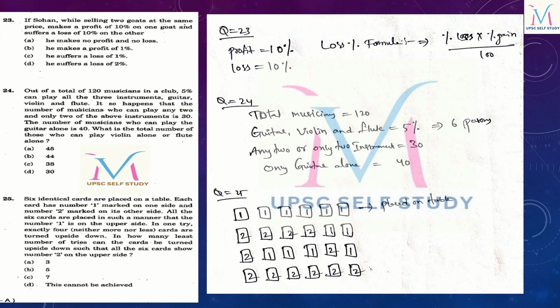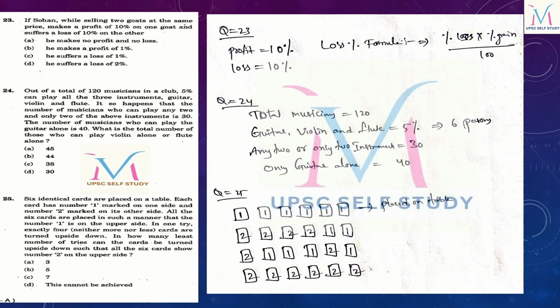Out of a total of 120 musicians in a club, 5% can play all the three instruments: guitar, violin, flute. It so happens that the number of musicians who can play any two and only two of the above instruments is 30. The number of musicians who can play the guitar alone is 40. What is the total number of those who can play violin alone or flute alone?